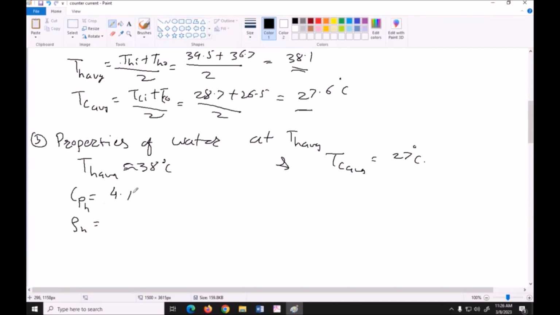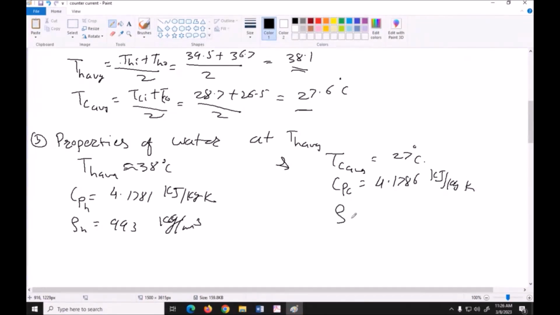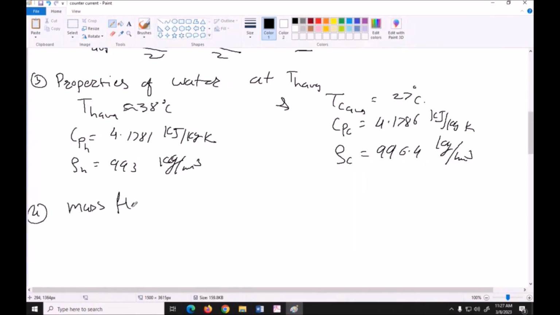CPH is 4.1781 kilojoules per kilogram Kelvin and density is 993 kilogram per meter cube, and here CPC is 4.1786 kilojoules per kilogram Kelvin and rho C is 996.4 kilogram per meter cube. Number 4, mass flow rate of water.